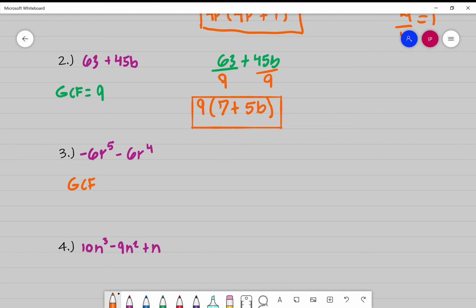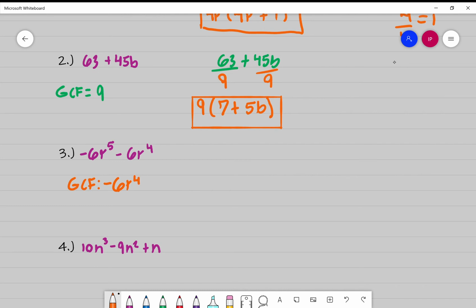I'm not going to do the little GCF line that we've been doing, because the largest number they have in common is itself, which is 6. So we're going to factor out a 6. But since both 6's are negative, we can factor out a negative 6. And to pick the GCF between the variables, we just pick the smallest one, which is r to the 4th.